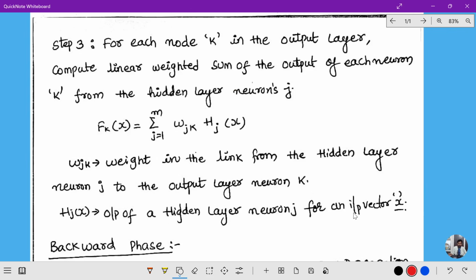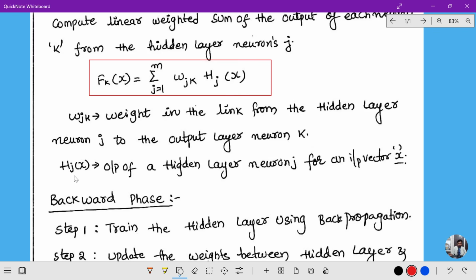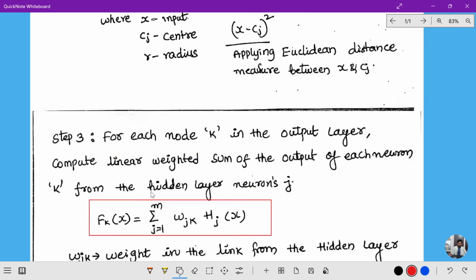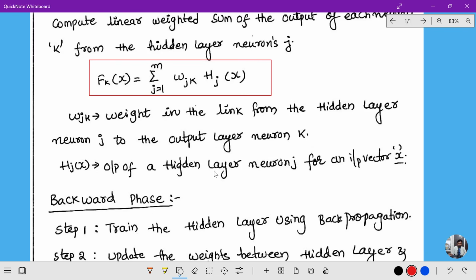In step 3, for each node k in the output layer, compute the linear weighted sum of the output of each neuron from the hidden layer neurons j. That formula is f_k(x) = sigma from j = 1 to m of w_jk h_j(x). Here w_jk is called the weight, and h_j(x) is the output of the hidden layer. This is called the forward phase. In this, the data moves from input to hidden to output.